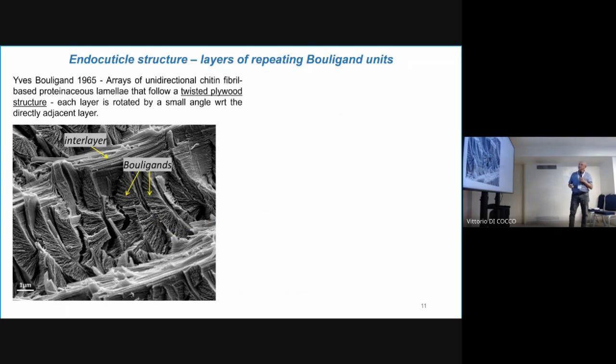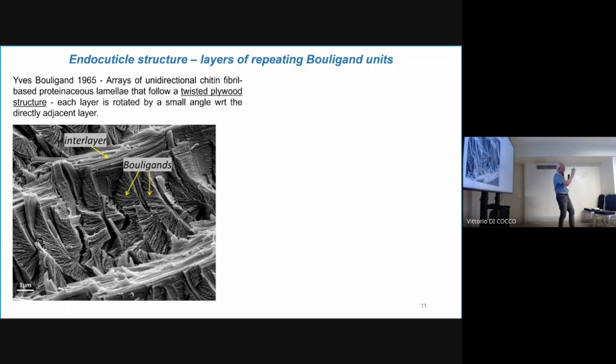There are repeating layers of so-called Bouligand units. This is a Bouligand unit, another Bouligand unit. They are stuck together, and this kind of architecture was discovered by Yves Bouligand in the 1960s. He's a biologist, and they consist of arrays of unidirectional chitin fibril-based protein lamellae that follow a twisted plywood structure.